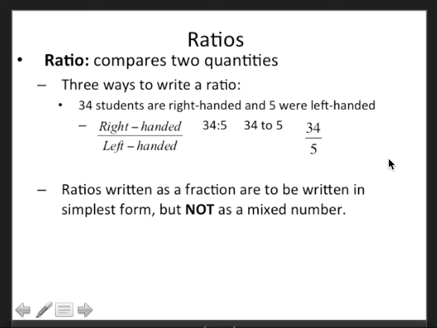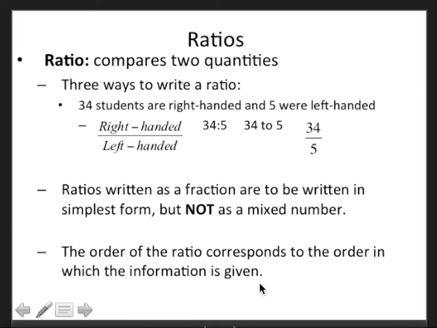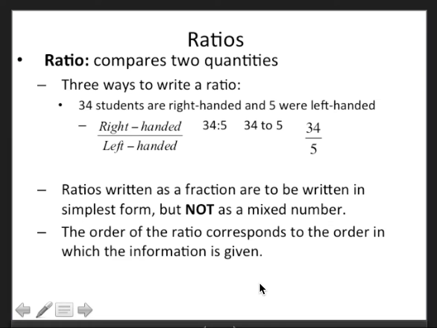Ratios are written as fractions, and just like fractions, they have to be written in simplest form. The only difference is we are not going to write them as a mixed number. So notice here you have 34 to 5 right-handeds. If we change that to a mixed number, you would lose that ratio, and it wouldn't make sense in that context. So we are going to be working with ratios similar to fractions. They can be simplified and should always be in simplest form, but we cannot change them to mixed numbers. And then the order we talked about, the order of a ratio is really important in paying attention to the labels. And if they tell you to go right to left-handed, then you have to make sure your numbers represent that and go right to left-handed.